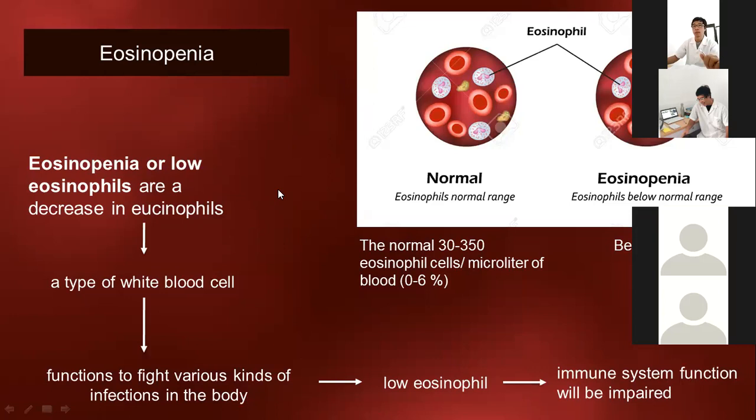Next, we move to the immunological change about the eosinophil. In the eosinophil, we know the condition eosinopenia. Eosinopenia, or low eosinophil, is a decrease in the eosinophil. The eosinophil is a type of white blood cell whose function is to fight various kinds of infection in the body. When our body has a low eosinophil count, it can impact our immune system, and our immune system function will be impaired. From the picture on the right, we can see normal people have up to 350 eosinophil cells per microliter of blood, but in COVID patients, they have an eosinopenia condition because the eosinophil is below the normal range, below 1%.